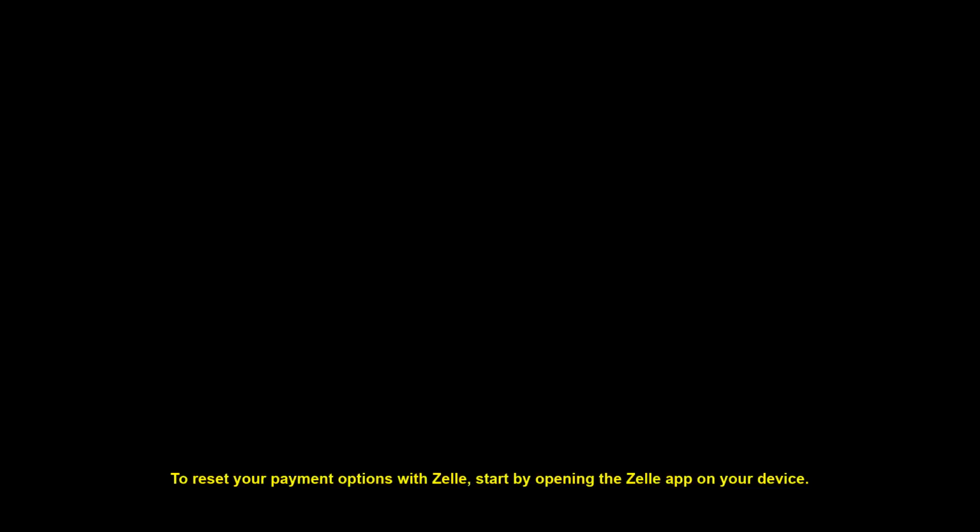To reset your payment options with Zelle, start by opening the Zelle app on your device. Log into your account using your registered email or phone number. Once you're logged in, navigate to the Settings or Account section. Look for the Payment Options or Payment Preferences menu. Select the option to manage your payment methods.